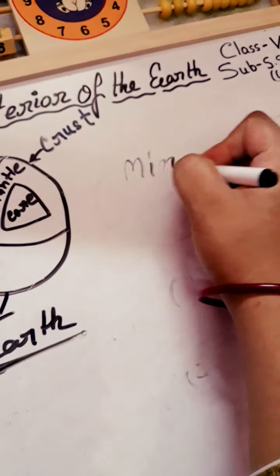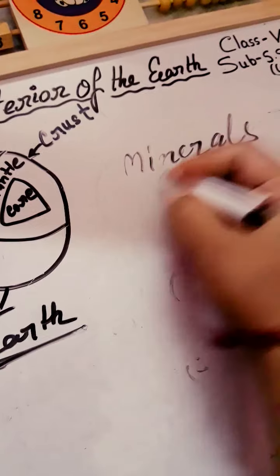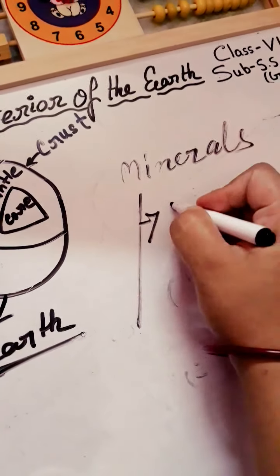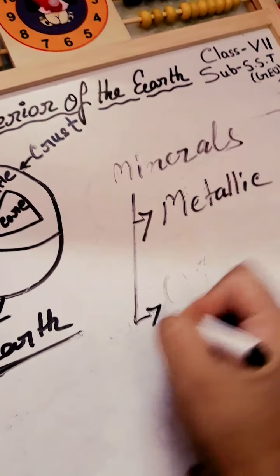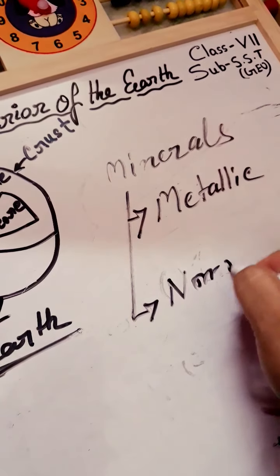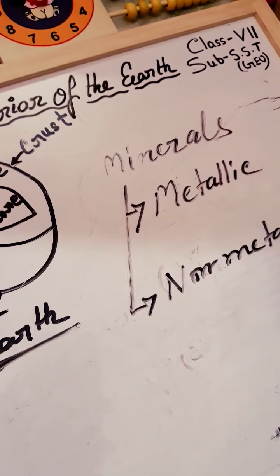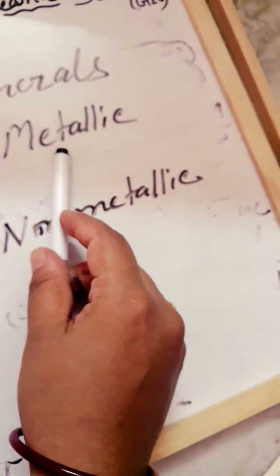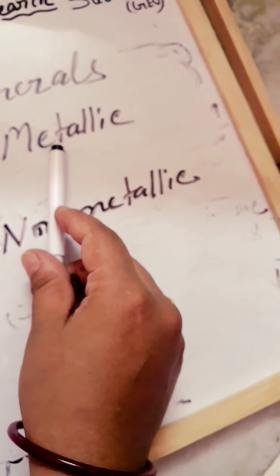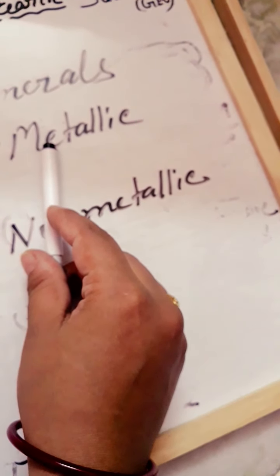Minerals can be classified into metallic minerals and non-metallic minerals. What about metallic minerals? Metallic minerals are minerals that contain one or more metallic elements.